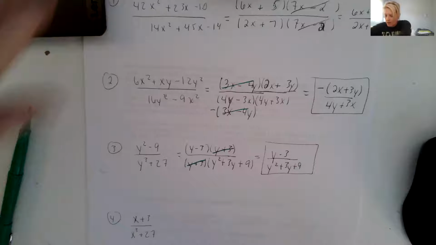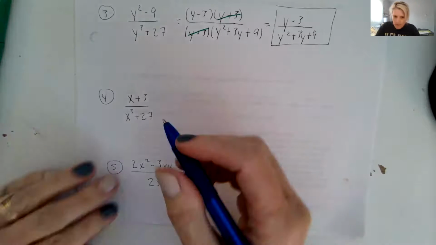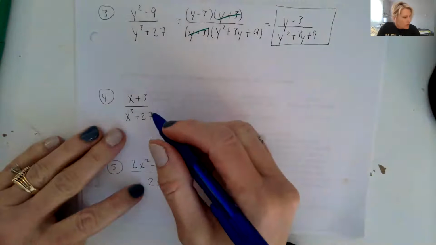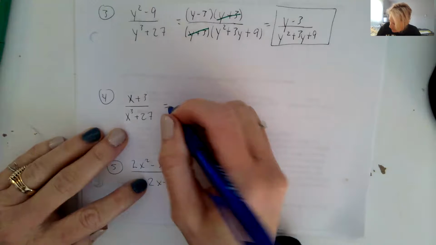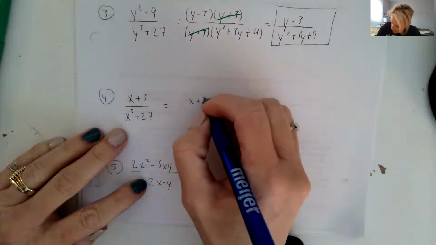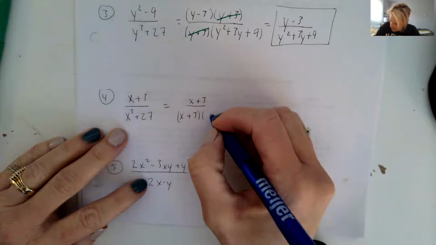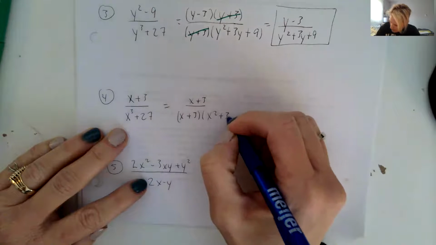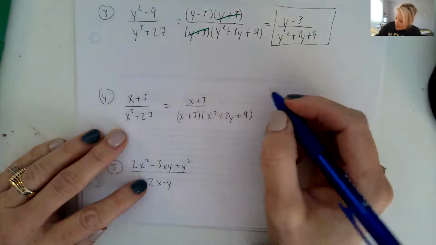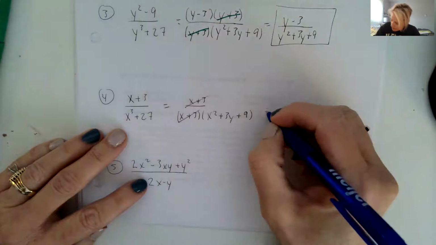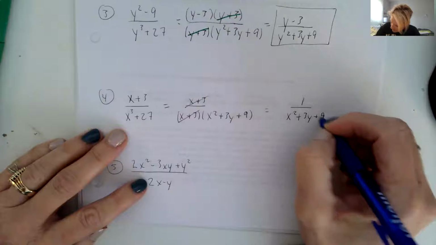Okay. Number 4 and 5 are still simplifying. So x plus 3 over x cubed plus 27. So this is the denominator. The numerator does not factor at all, but the denominator is the same as what we just had factored in the last denominator. So x squared plus 3y plus 9. So the x plus 3's cancel, so we're left with 1 over x squared plus 3y plus 9.